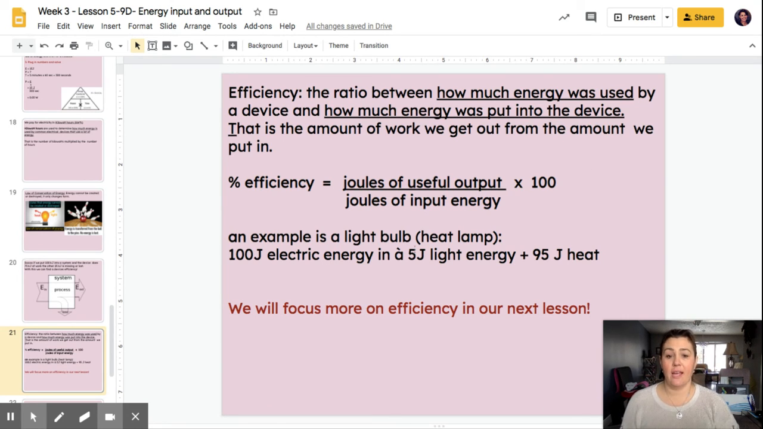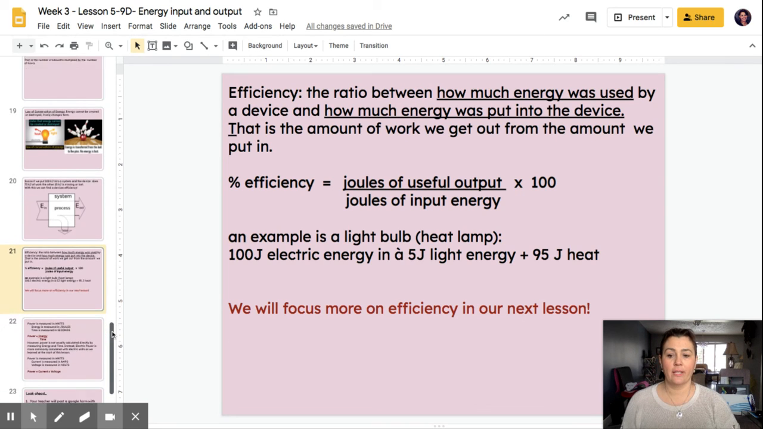So here's an example. Let's go through a light bulb. Now, a light bulb, you could put in 100 joules of electricity, and you'll only get 5 joules of light coming out of it. But the other 95 joules is heat. So what we have to do is we need to divide. Now, it says we're going to focus more on efficiency in our next lesson. We'll do more calculations in our next one.